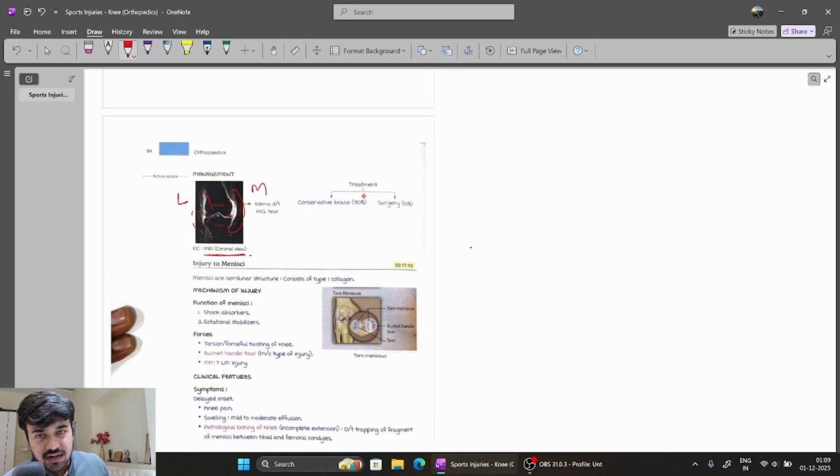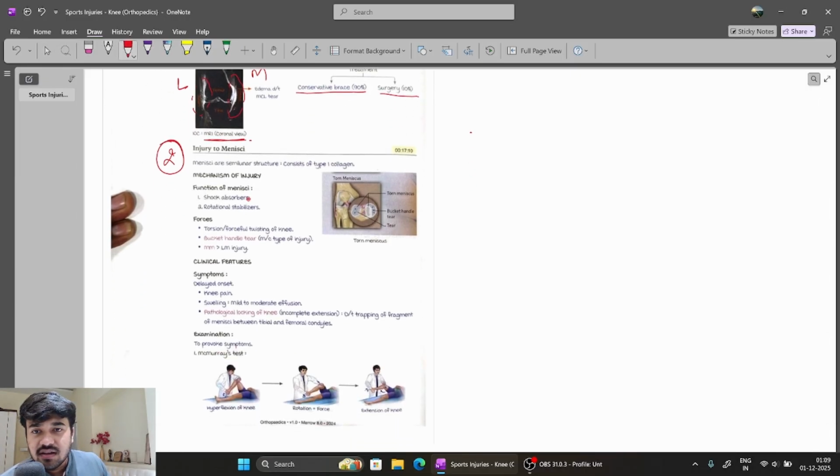Now in terms of treatment, in 90% cases, only a conservative brace is needed. Only in 10% cases do we need surgical management of the ligament tear. All right. So that's all we need to know about collateral ligament injury. Second, we have the injury to menisci.